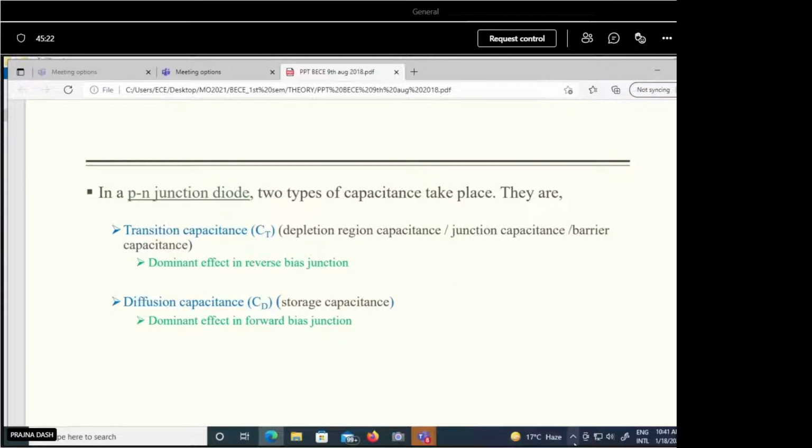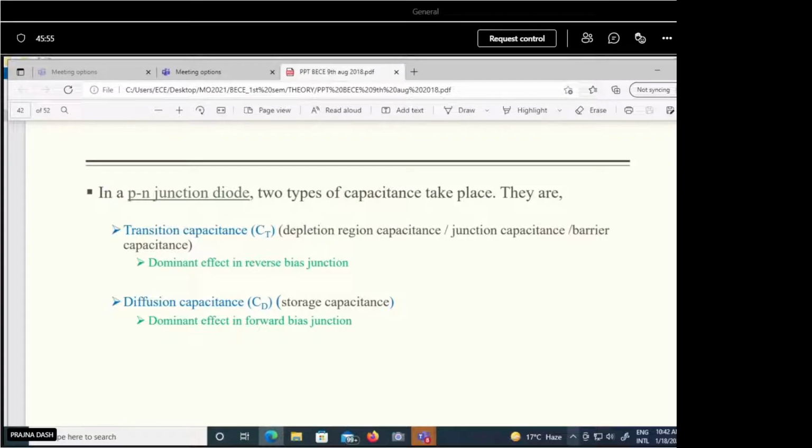I have to leave because one urgent meeting is going on, so I have to join. This transition capacitance, diffusion capacitance, and load line we have already discussed. After completing this, we will switch over towards the rectifier. In the next class, I think Thursday morning, we will discuss the capacitance part a little bit. After that, we will switch over towards the application part. So let me end this meeting.